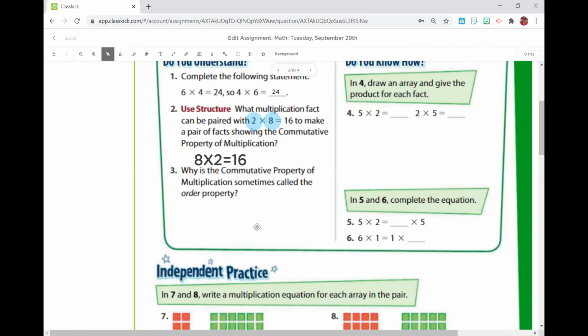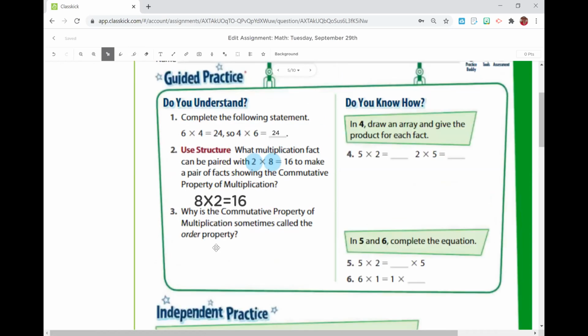Number 3, what is the commutative property of multiplication, sometimes called the order property? Why is the commutative property of multiplication sometimes called the order property? Why do you think? I want you to go ahead and write that down in the bottom. Is it because you changed the order of the factors? Write down what you think.